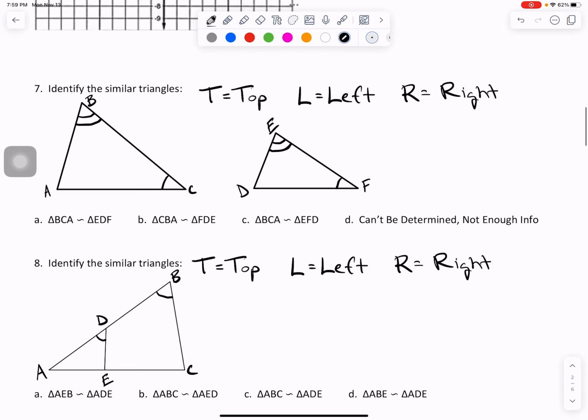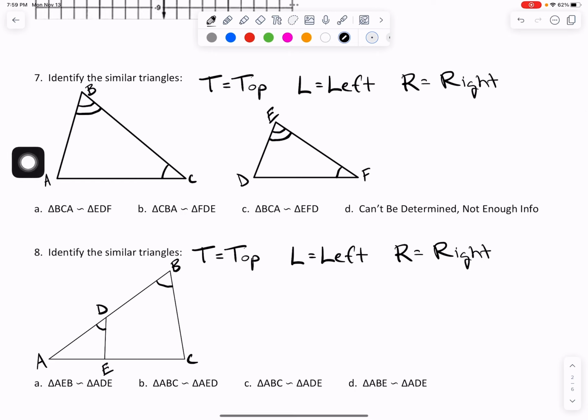Moving forward, number 7, I built in our little code here, T equals top, L equals left, R equals right. Left, center, right? No, it's top, left, right. I know. All right, great holiday game for the kids.